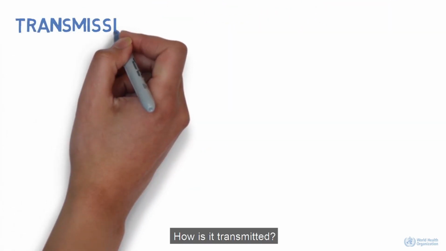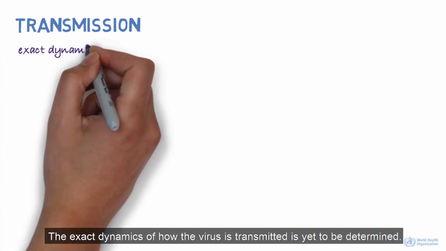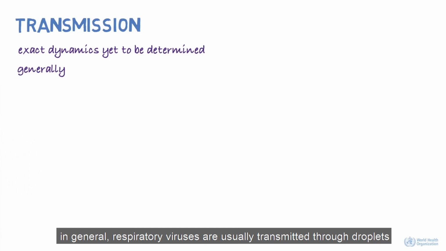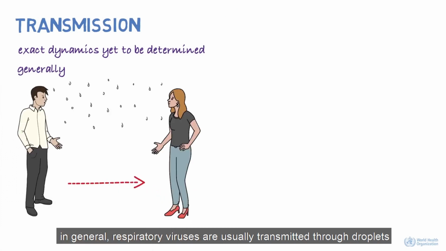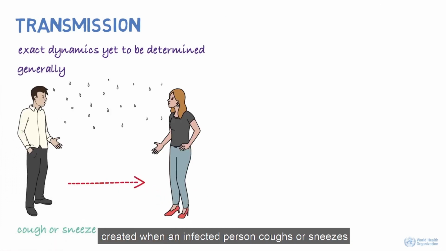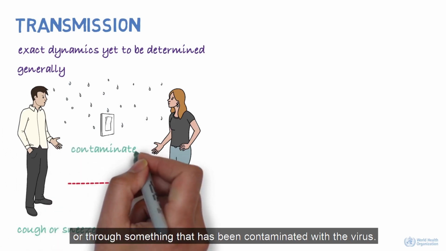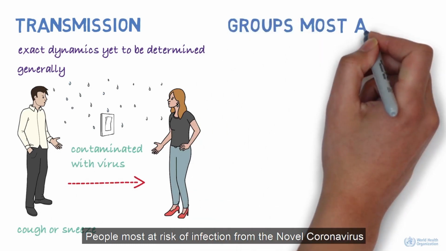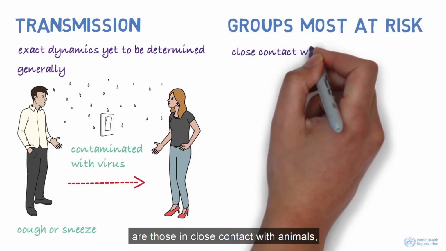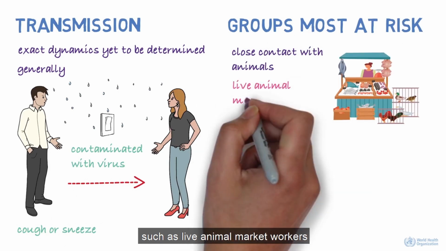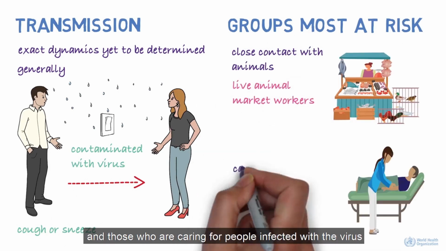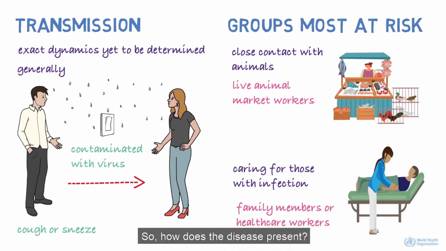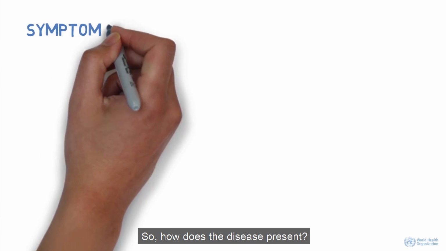How is it transmitted? The exact dynamics of how the virus is transmitted is yet to be determined. In general, respiratory viruses are usually transmitted through droplets created when an infected person coughs or sneezes, or through something that has been contaminated with the virus. People most at risk of infection from the novel coronavirus are those in close contact with animals, such as live animal market workers, and those who are caring for people infected with the virus, such as family members or healthcare workers.